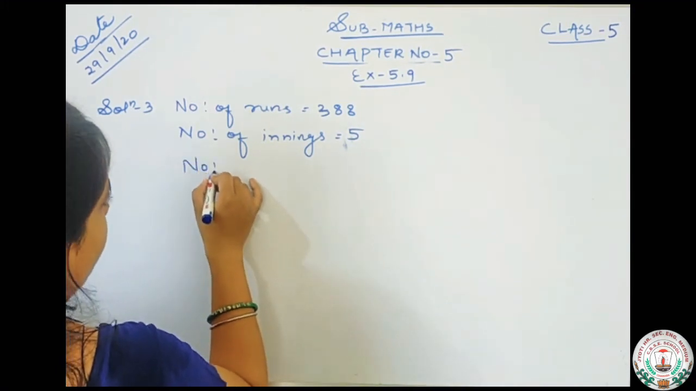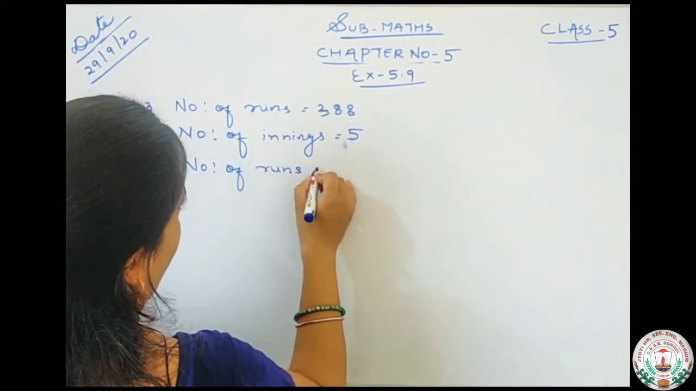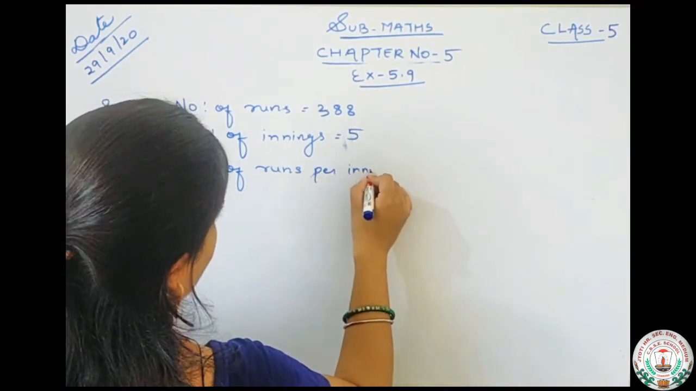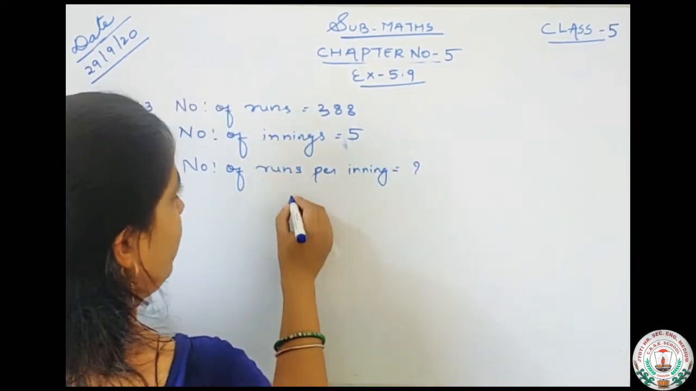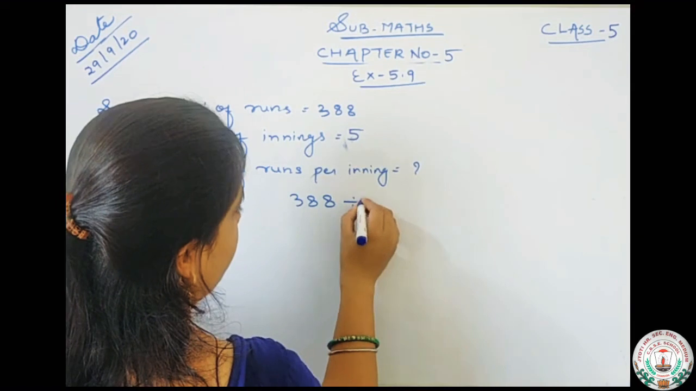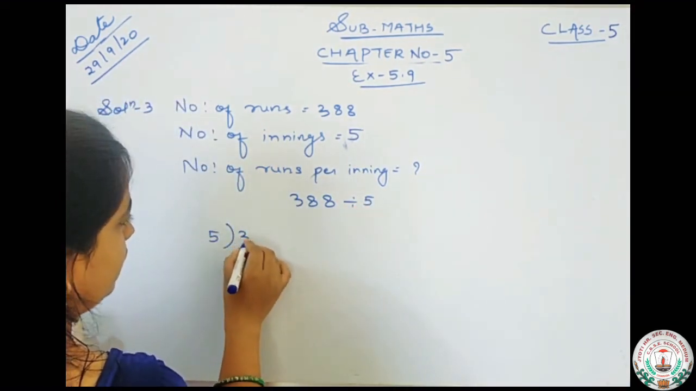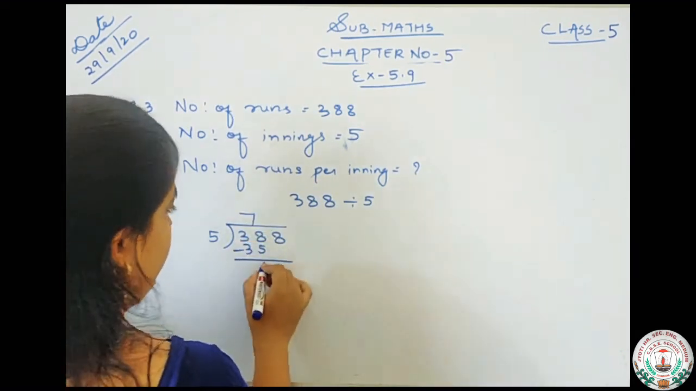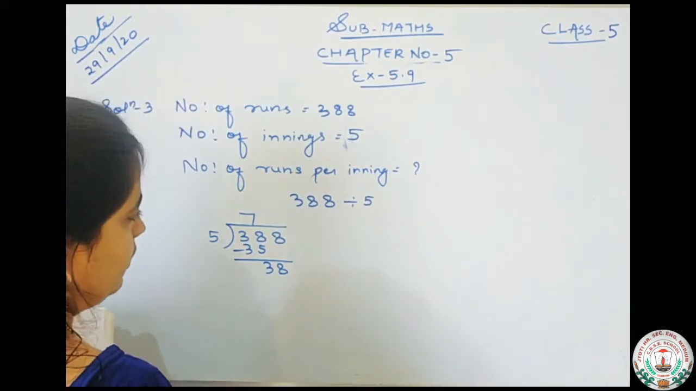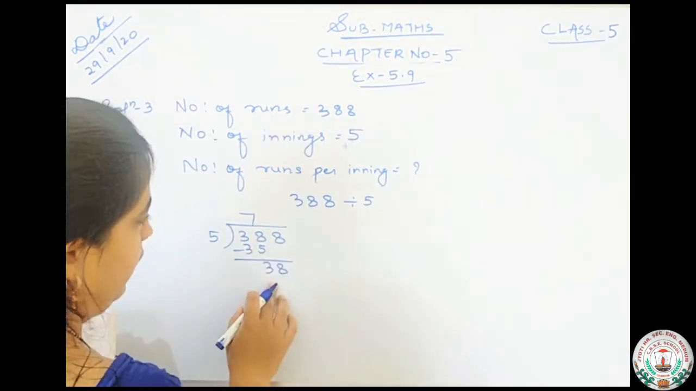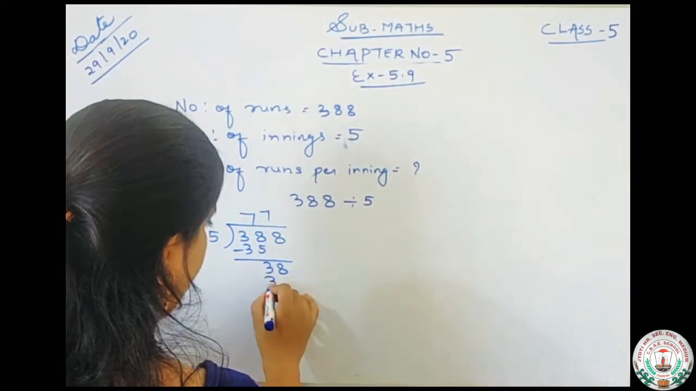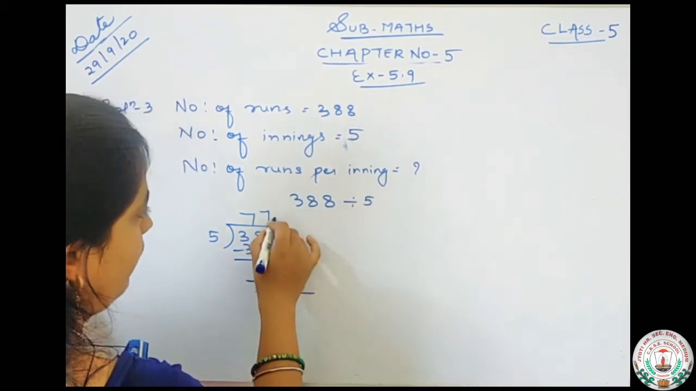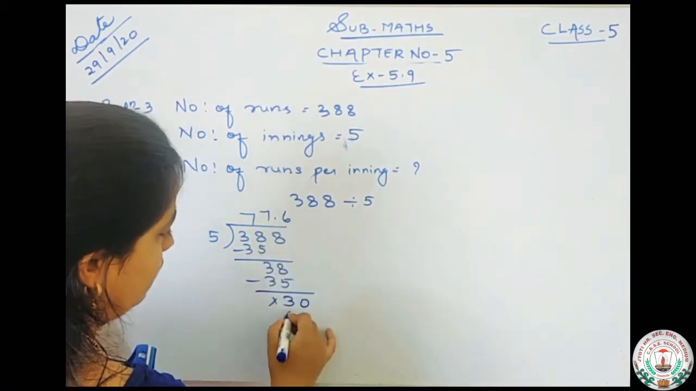Number of runs per inning you have to find out. So how will we find it? 388 divided by 5. Let's divide here. 388. 5 sevens are 35, minus it, 38. 5 sixes are 30. 5 sevens are 35 again. Now 5 minus 8, minus 5, 3, here 0. Decimal, we will take 0 here, 6 the 30.